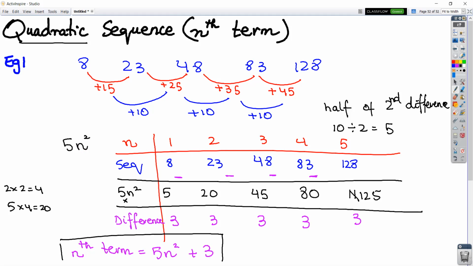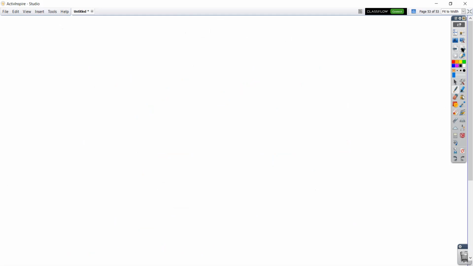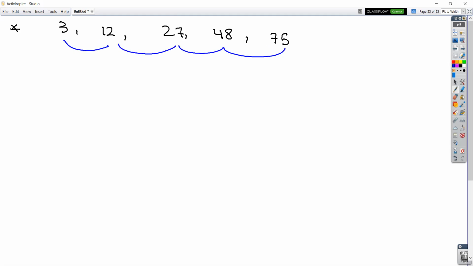Now I'm going to show you the next example, and with the next example the terms of the sequence would be 3, 12, 27. So I'm going to write it down: 3, 12, 27, 48 and 75. Okay, to find the next term of the sequence, first I'm going to check whether this is an increasing sequence. So every time it is going up by which number?